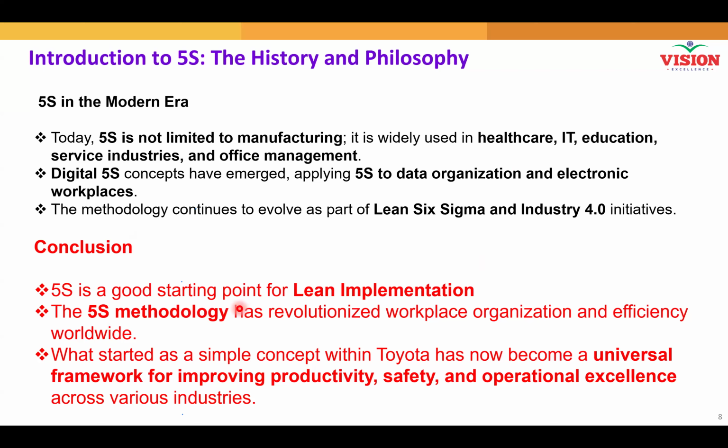And conclusion, 5S is a good starting point for lean implementation. It has revolutionized the workplace and efficiency worldwide. What started as a simple concept within Toyota has now become a universal framework. Every company is interested in implementing 5S because it can ultimately improve quality, productivity, safety, and help your organization achieve operational excellence, right? So when the workplace is properly organized, we are ready for the next level of improvements, right?